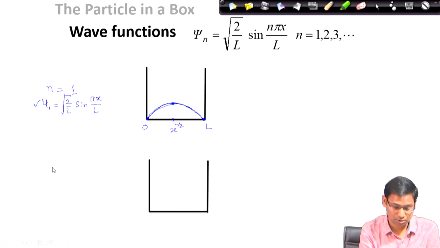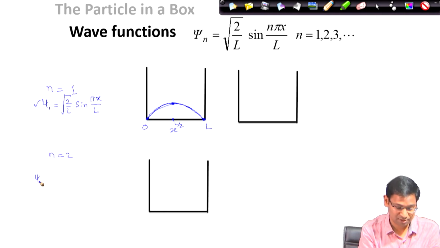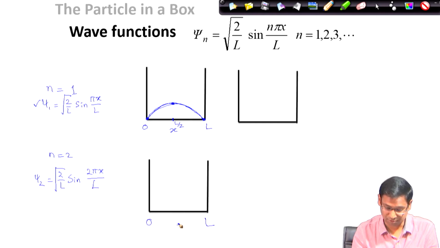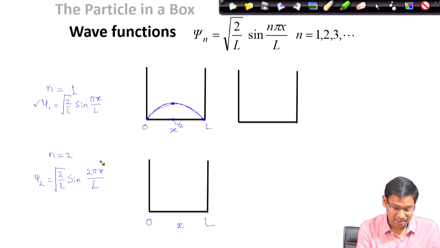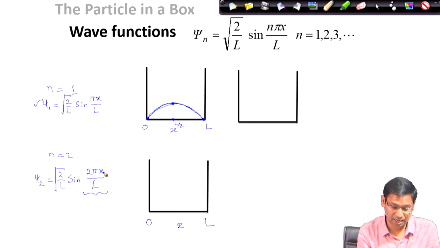For n equals 2, the wave function is, again I have x going from 0 to L, but here the function is not pi x by L, rather it is 2 pi x by L. So, let us see when I put x equals 0, what do I get? When x equals 0, this becomes sin 0. So, the wave function is 0. When x equals L, this becomes sin 2 pi, that is also 0, and when x equals L by 2, then this function becomes sin pi, that also is 0. So, at x equals L by 2, also the wave function is 0.